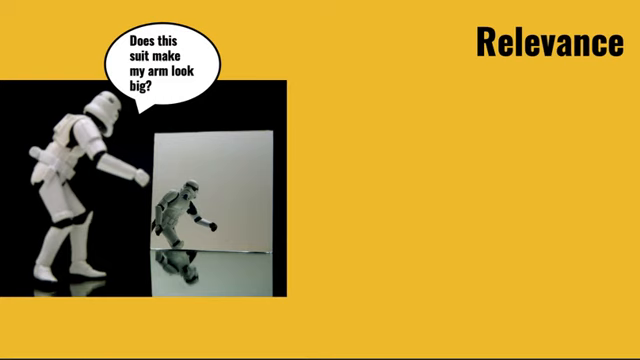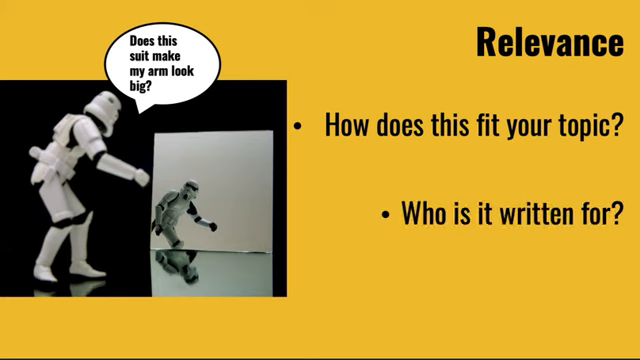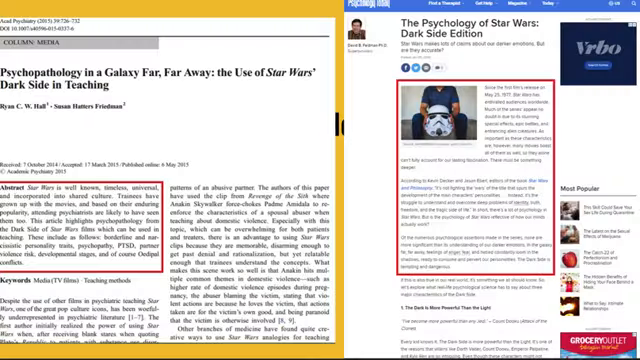Next, we have relevance. Does the information fit your topic? Who is the intended audience? You generally don't need to read the whole source to figure this out. Read the abstract or introduction if they're available to figure out if the information is a good fit for your topic. These will give you insight into the author's argument, findings, and conclusions. Based on this information, determine whether or not the source will support the arguments you want to make.